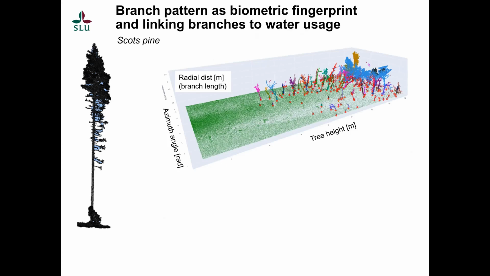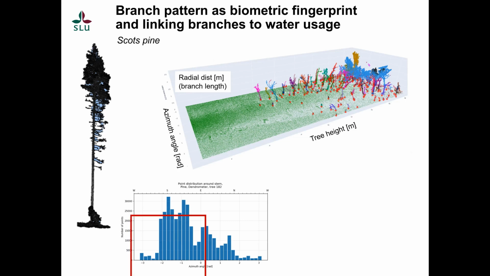So by TLS scanning the trees, you can unwrap like this. This is actually the full stem from one side all the way to the other. And these are the branches as you are unwrapping them or projecting them on the flat surface. And the number of branches that we see on the different sides is correlating super nicely with the amount of water that we have in the sapflow. There is still work to be done to quantify this for a publication, but the correlation is very, very obvious.